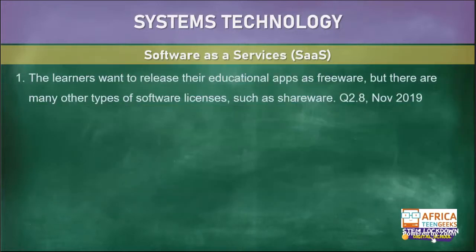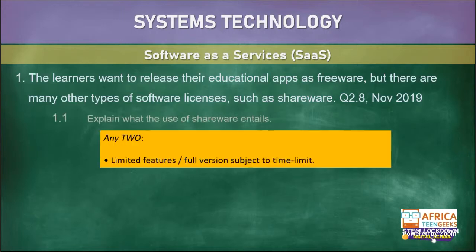Now, based on question 2.8, also of the same year, 2019, the learners want to release their educational apps as freeware, but there are many other types of software licenses, such as shareware. And then it says, explain what the use of shareware entails. So this was a 2-mark question.